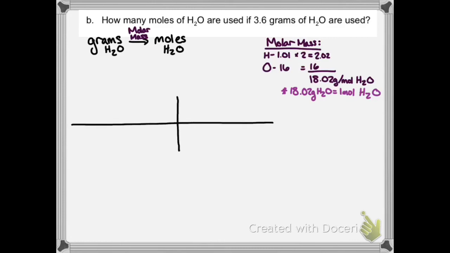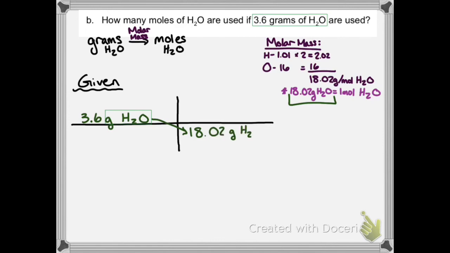When we set up our railroad tracks, we put our given in the top left corner, and our given is going to be that 3.6 grams of H2O. We want to make sure our units of grams of H2O go to the bottom, which means we're going to use the 18.02 grams of H2O here. Once we do that, we realize that our units of grams of H2O can cancel, and we're only going to be left with our 1 mole of H2O, which needs to go on the top.